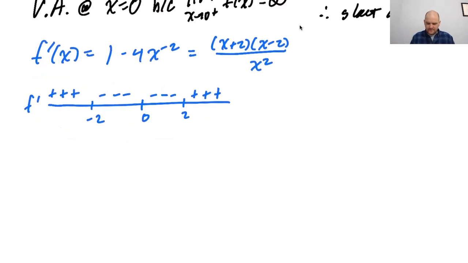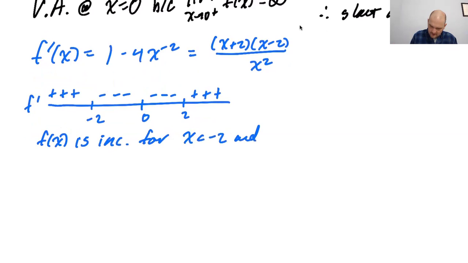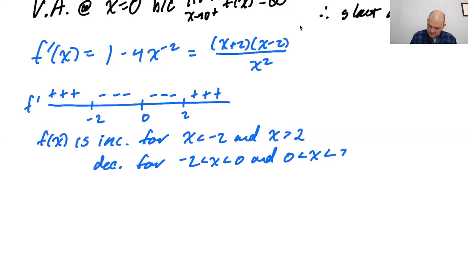Okay, so what can we say? We can say f of x is increasing for x less than negative 2 and x greater than 2, decreasing for negative 2 less than x less than 0, and 0 less than x less than 2. So why don't I just go from negative 2 to 2? 0 is not in the domain, so I want to make it very clear that there's this weird thing happening there, so I break it up.